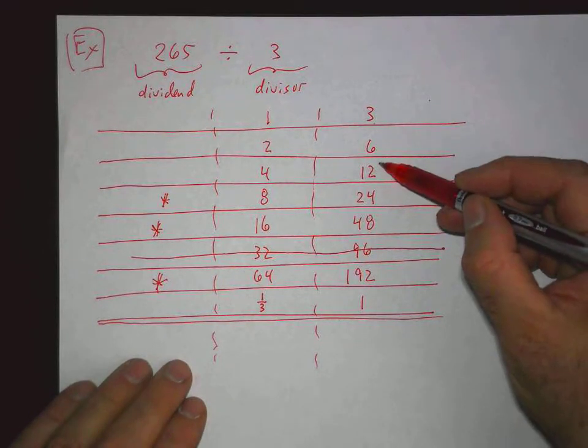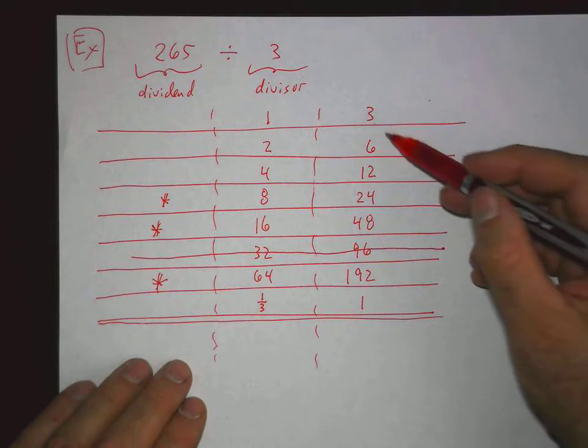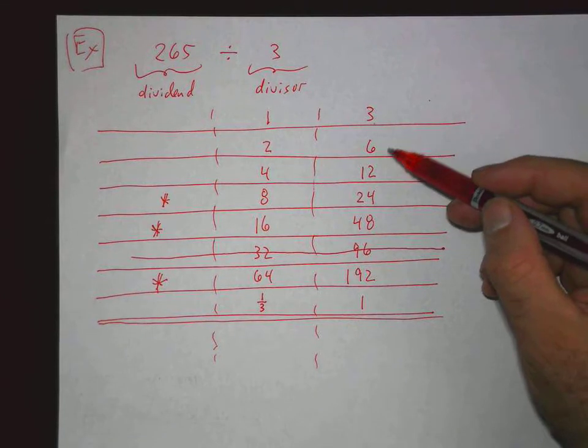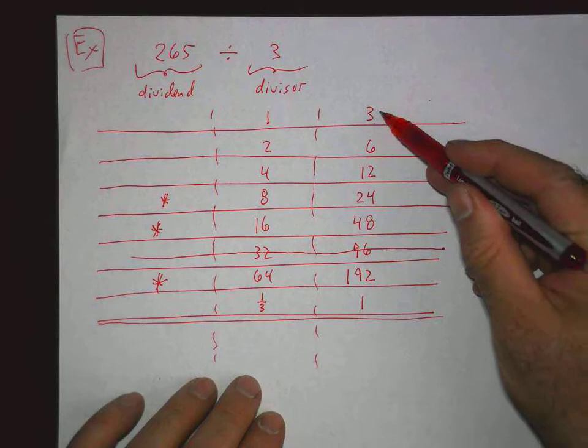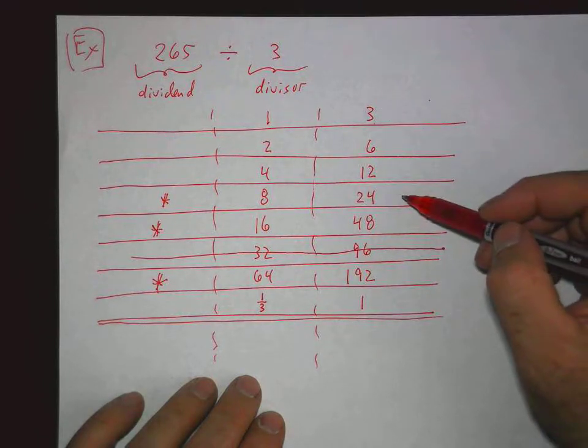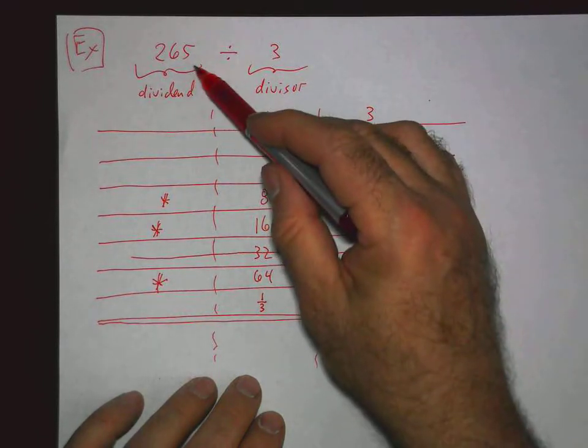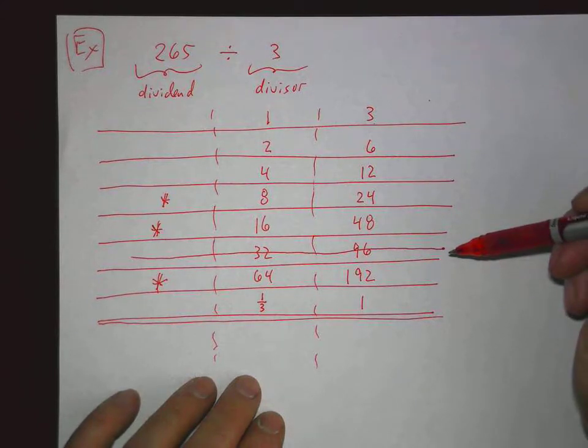Now, can I add any of these multiples of the divisor that are left to the sum and get something less than the dividend? My sum is currently 264.